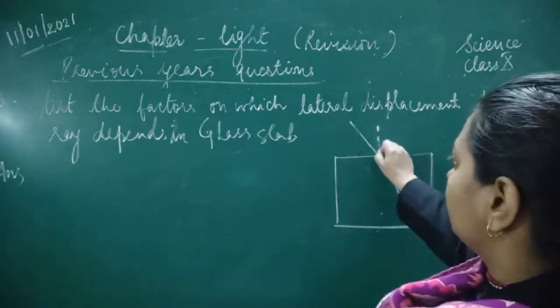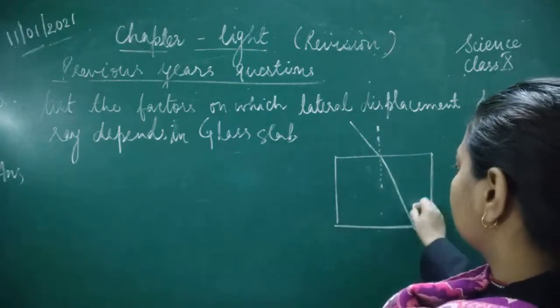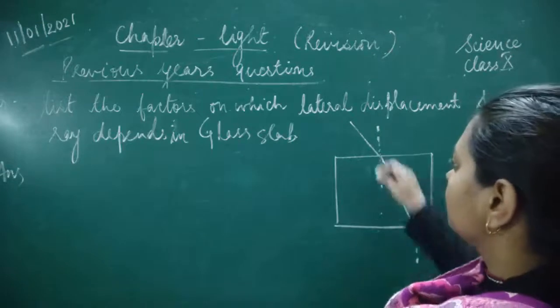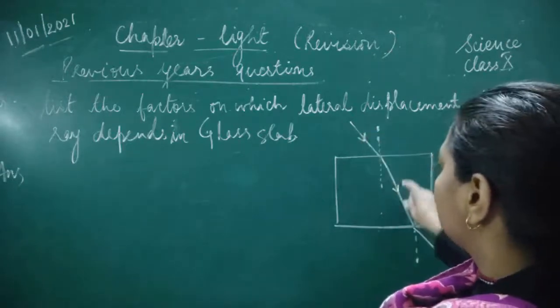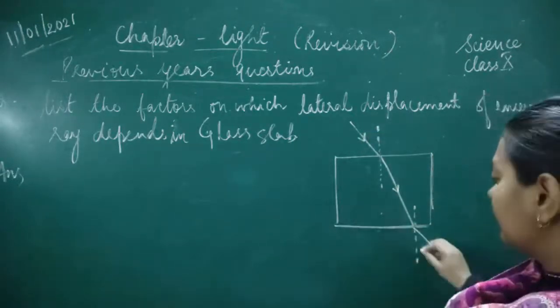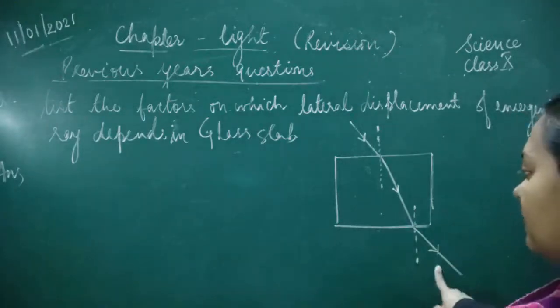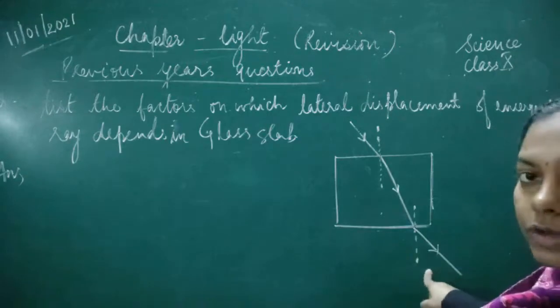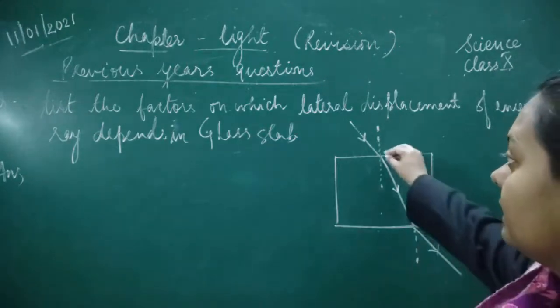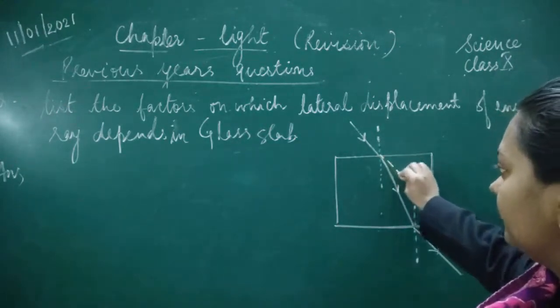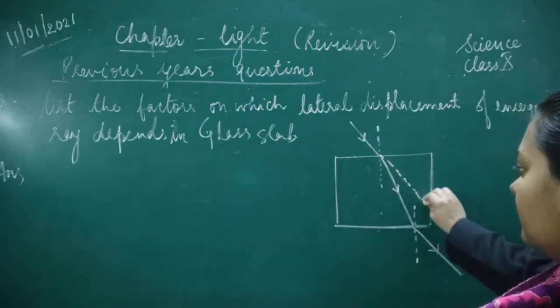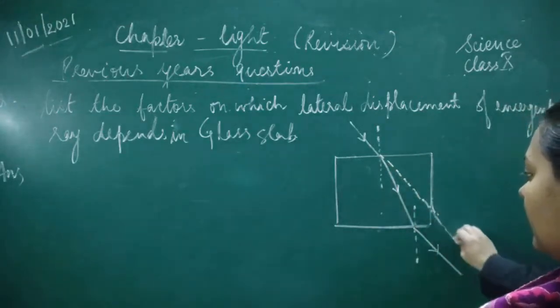Okay, you have to draw the normal. You can see the refraction over here. This is the incident ray, this is the refracted ray, this is the emergent ray. Now suppose this emergent ray is drawn like this, and if the ray of light passes undeviated, then what would happen?